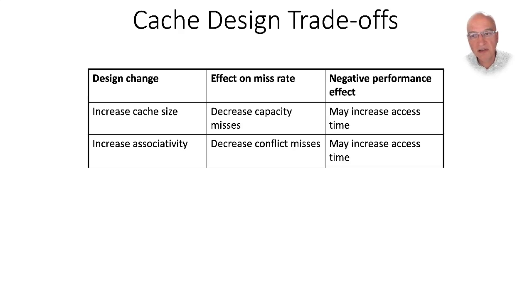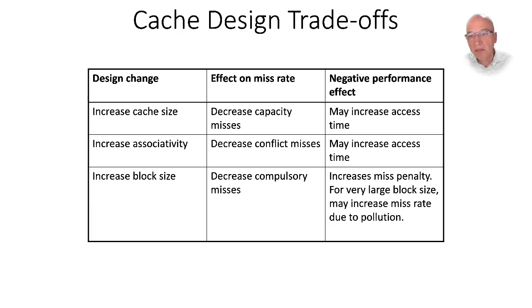I can increase the associativity. If I increase the associativity, I decrease the conflict misses because there will be more entries per set, so there will be less competition for those entries, or I can have more blocks that can be in those sets. The negative effect is that I may increase the access time because now I need to do more comparisons. Depending on how the comparisons are done, I may either increase the access time or I may increase the consumption of energy in the cache because I'm going to be duplicating the hardware.